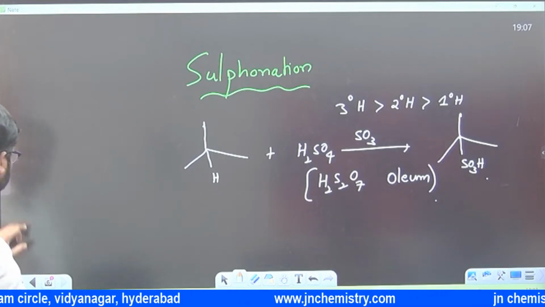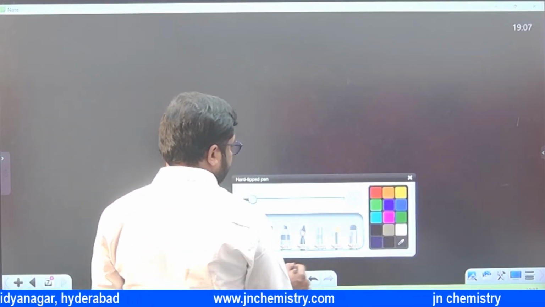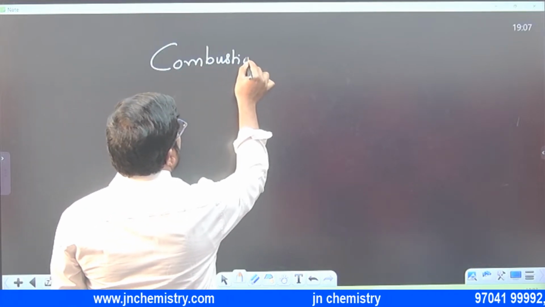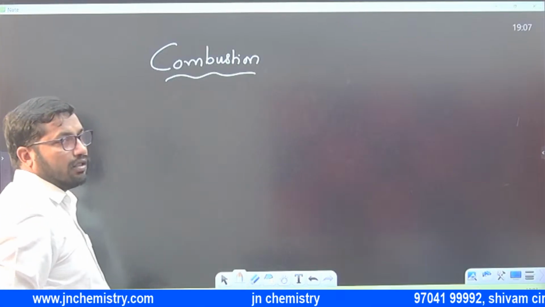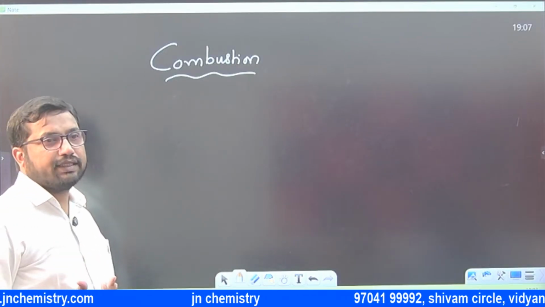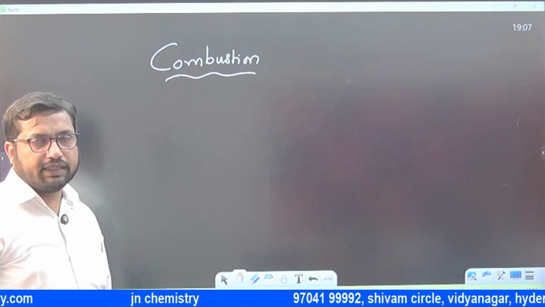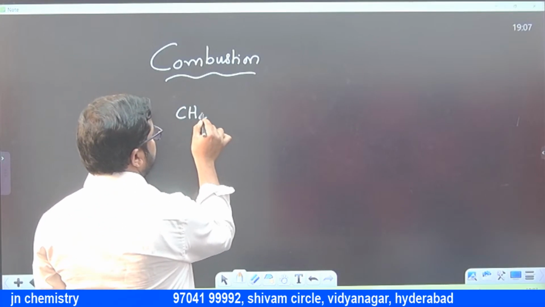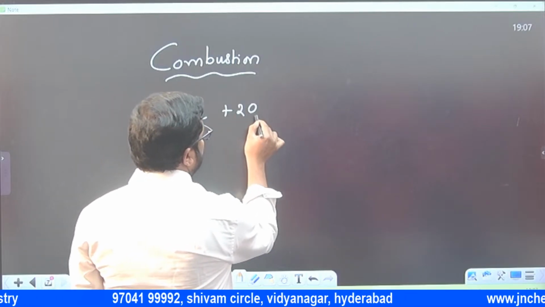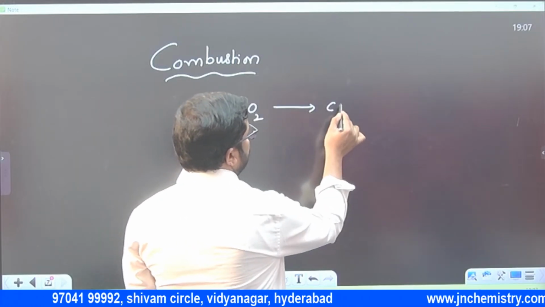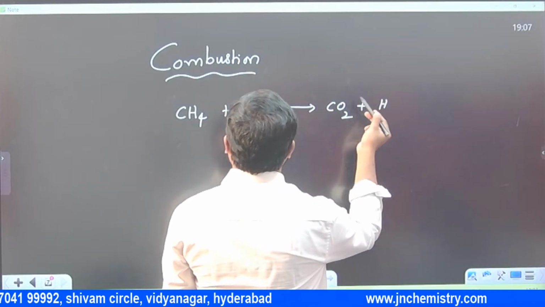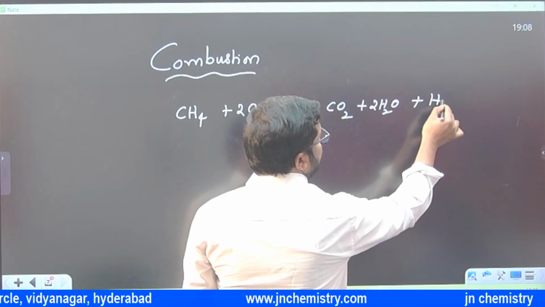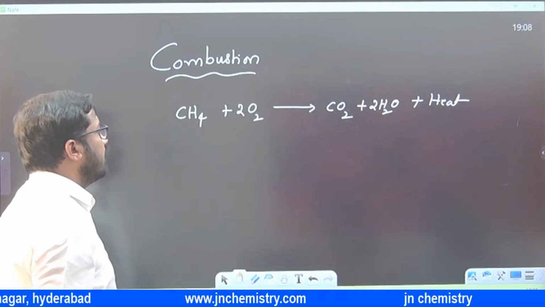Next, combustion reaction. Combustion. Whenever alkanes undergo combustion, what exactly happens? We'll get CO2 and H2O and heat is released, right? For example, CH4 plus 2O2 gives rise to CO2 plus 2H2O plus heat. Write it down.